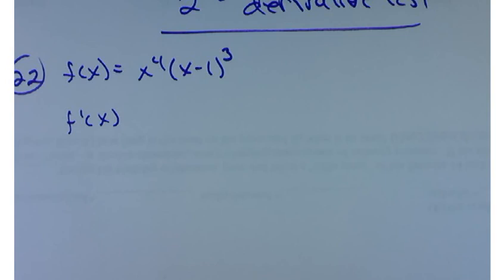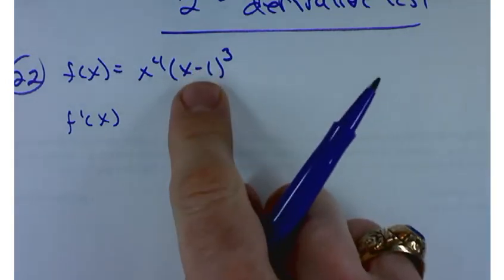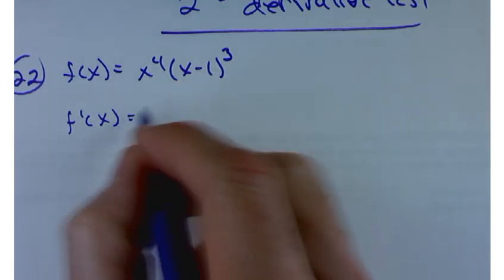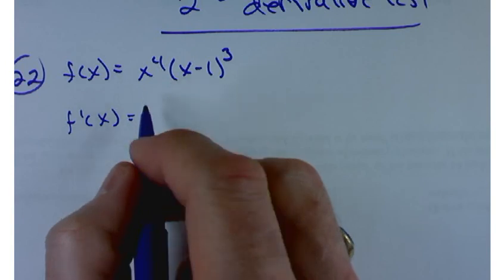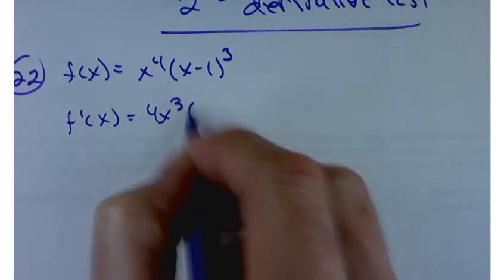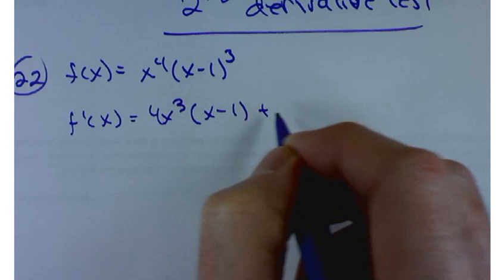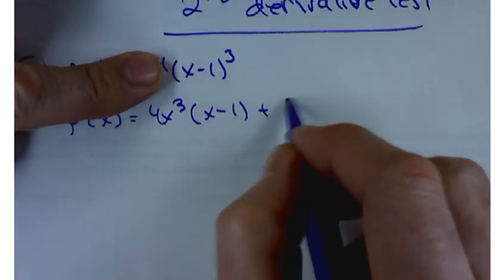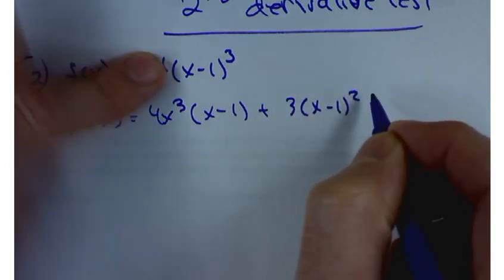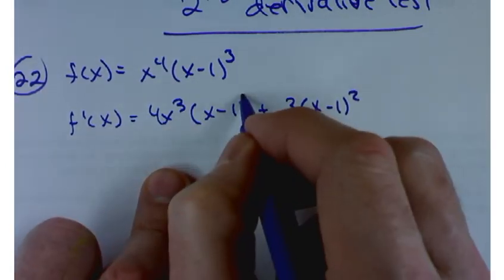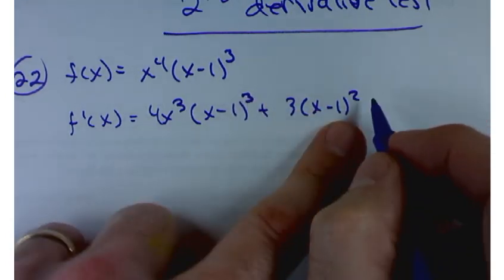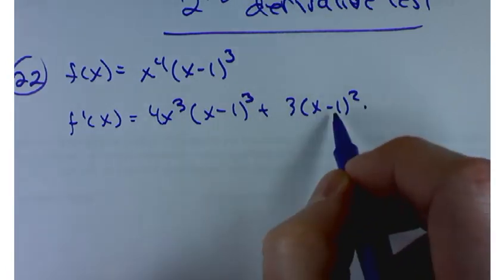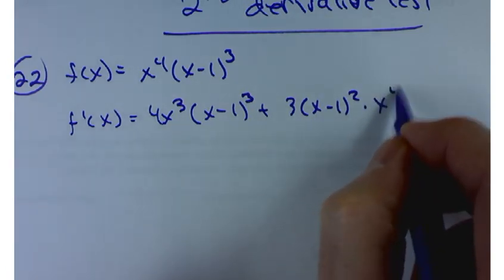So, the chain rule a little bit. Although, yeah, the derivative of the inside here is going to be 1, so it's not going to be that big of a deal. So, derivative of the first would be our 4x cubed times the second, plus the derivative of the second. Let's do that. 3 times x minus 1 squared. Let's see, I need a cube here still. Times x to the fourth. Well, the derivative of the inside here is 1. And times x to the fourth.